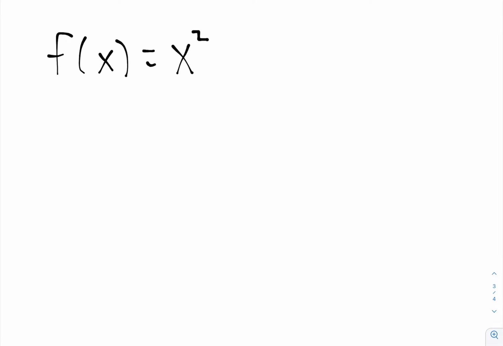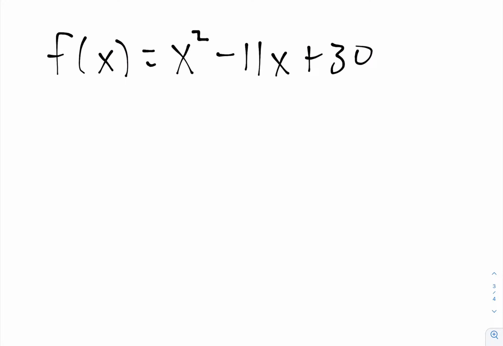Okay, let's do one more. Let's do f of x equals x squared minus 11x plus 30.